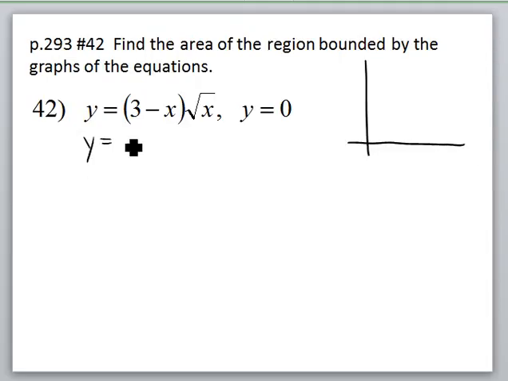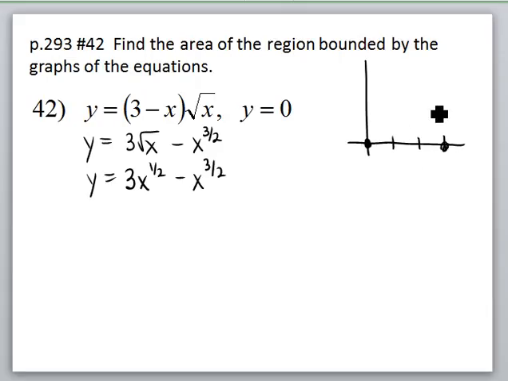This graph is actually 3 times the square root of x minus x to the 3/2, or we could say it's 3x to the 1/2 minus x to the 3/2. I know if I plug in 0, I get 0. And the other value that's going to give me 0 is 3. I don't really care what's going on in between there. I just know that it is going to cross the x-axis at 0 and 3, so I can go ahead and use those as my bounds. So I'm going from 0 to 3 of this 3x to the 1/2 minus x to the 3/2 dx.